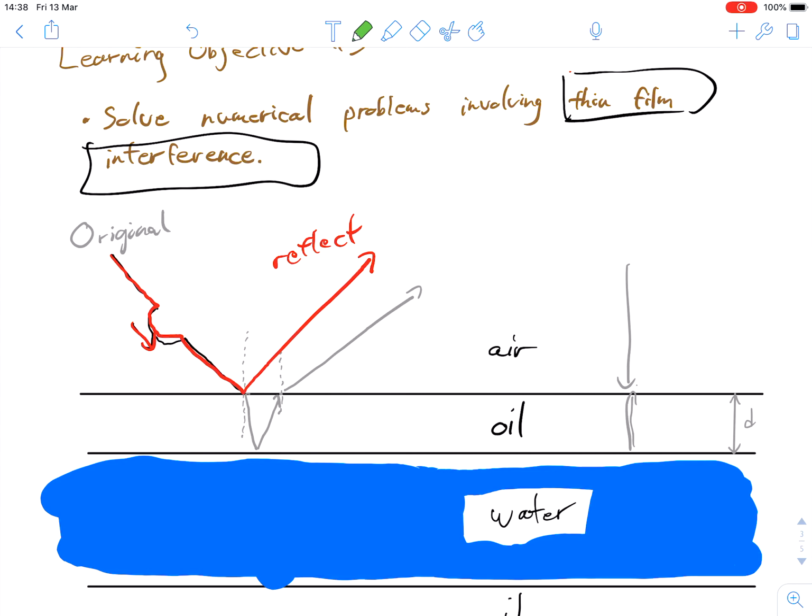Green. So it's going to go down. It's going to go up. Okay, this is the reflected ray from refraction. Okay, so it's the combination of these two reflected rays.